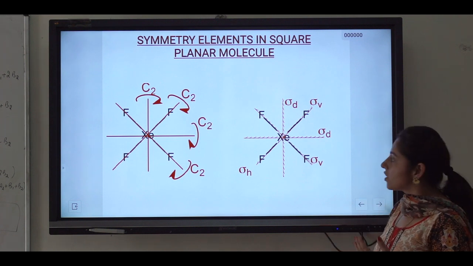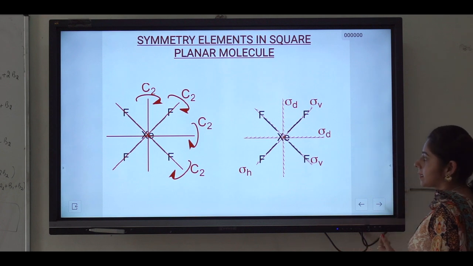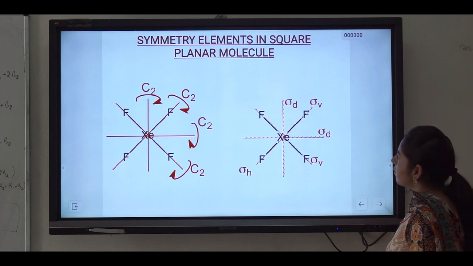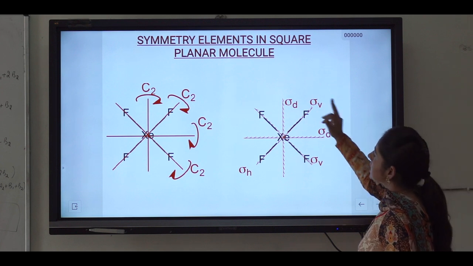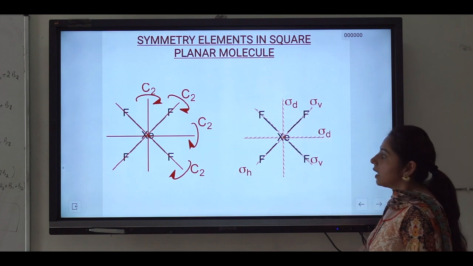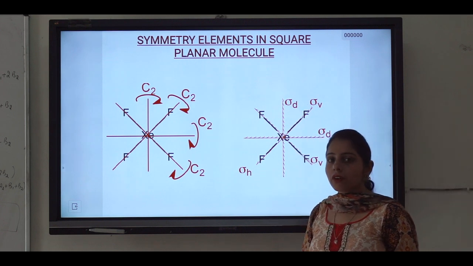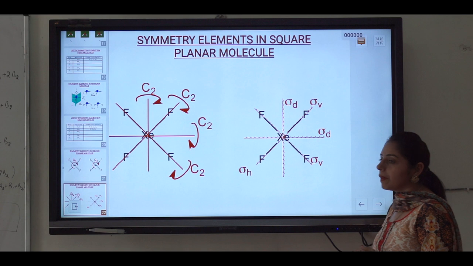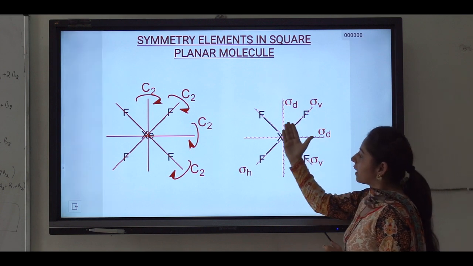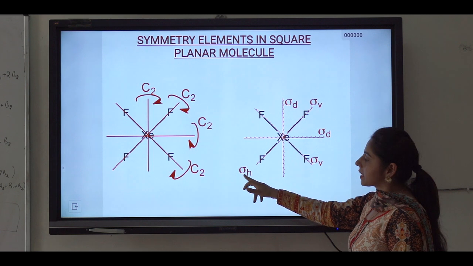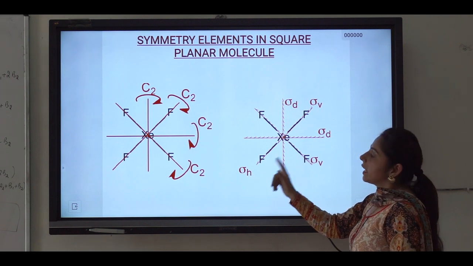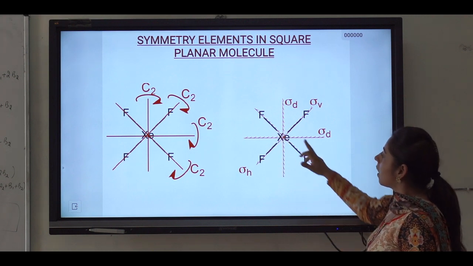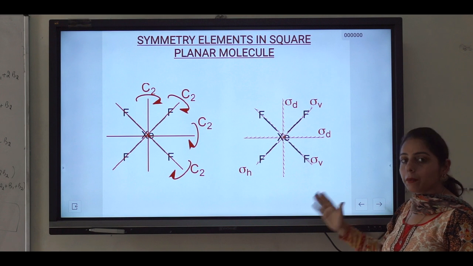In addition to rotation axes, there are reflection planes. In xenon F4, all 3 types of reflection planes are present. These reflection planes are sigma V, sigma D and sigma H. The principal axis in the case of xenon F4 is C4, which is perpendicular to the plane of the molecule. So the plane that is parallel to the plane of the molecule is designated as sigma H, in which none of the atoms will change its position. All the atoms will remain at their own positions.